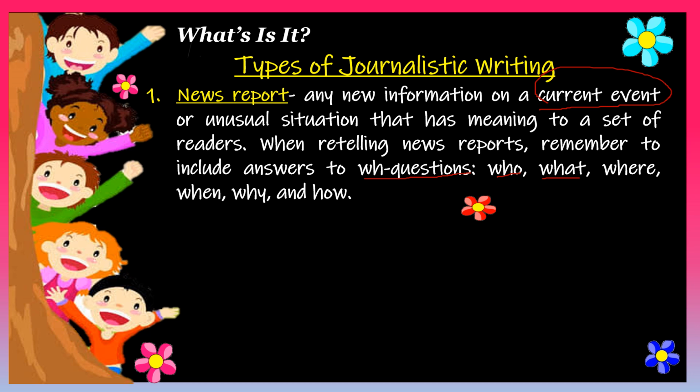What happened? Where did it happen? When did it happen? Why did it happen? And how did it happen? So remember, kids, a very good news report consists of all of these six pieces of information. Now, let's go to number 2.